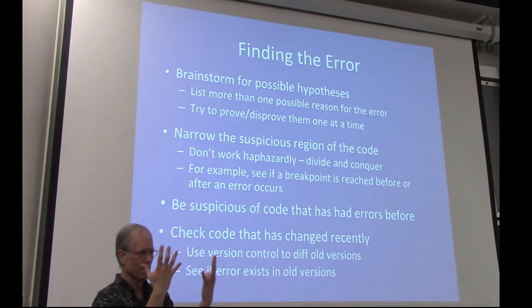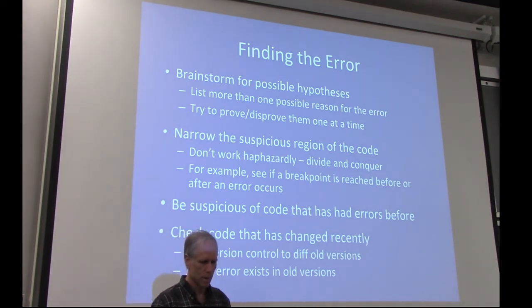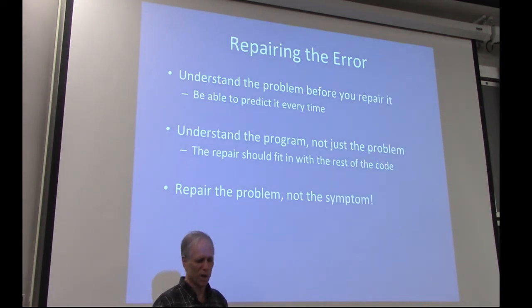You can get it to show side by side what changed between two commits. See if the error exists in an older version. And then go back to an older commit and run the current test cases against it. See if that problem exists there. And we talked about repairing the program, not just patching over.